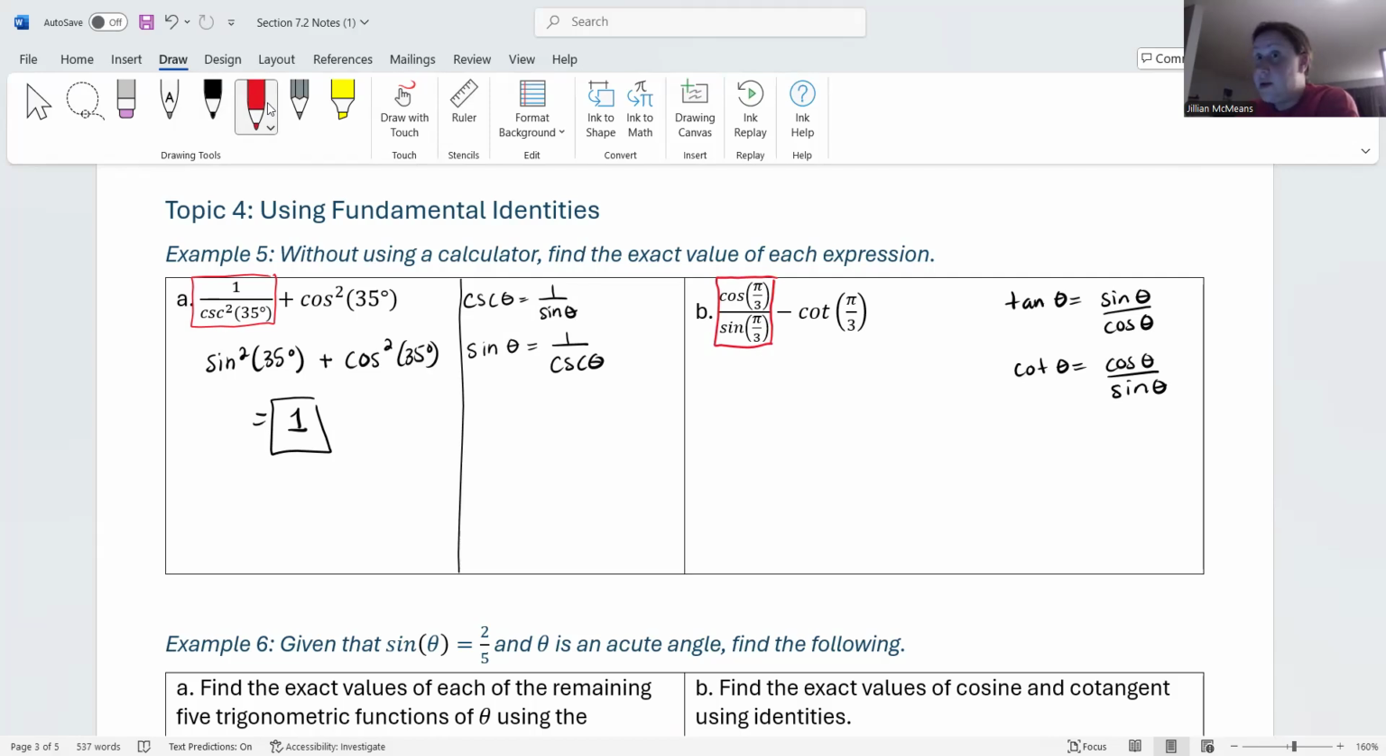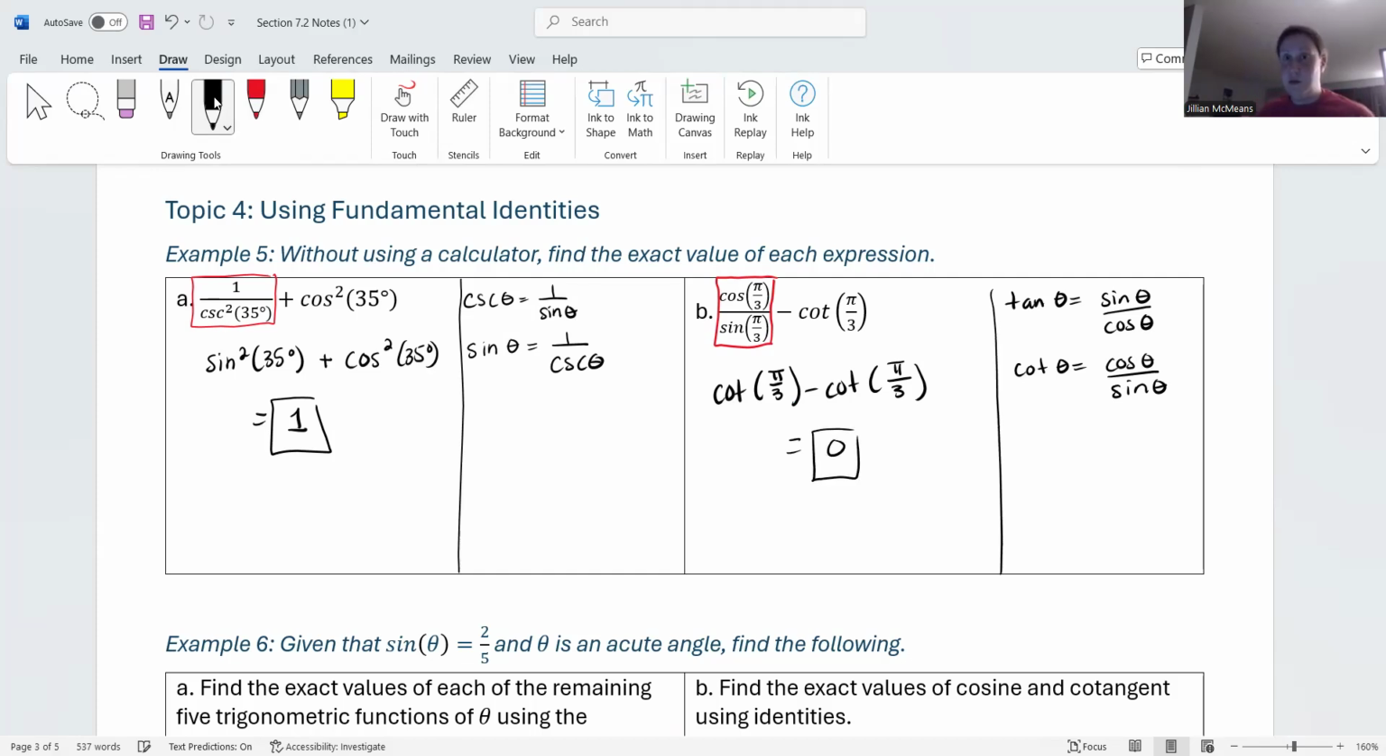If I look right here, I have cosine of some angle divided by sine of that same angle. That relationship is cotangent. So I can say this is cotangent of pi over 3 minus cotangent of pi over 3. We would have a ratio minus the exact same ratio, so this would just equal 0. So there you have it. In this case, you've used reciprocal identities and quotient identities.